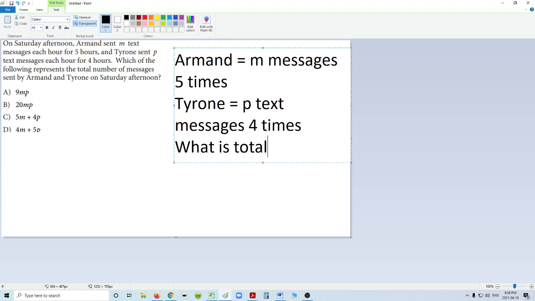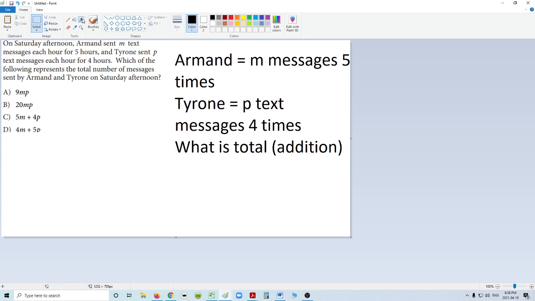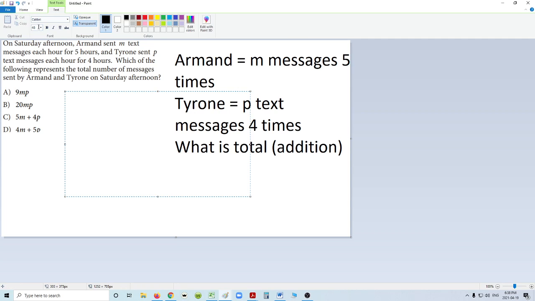So what is the total? Total is always addition. So that's the one thing you should note right away. So essentially, I need to find out, and I'm going to make my text a little bit smaller, the total of Armand texts plus Tyrone texts. Well, I know Armand is 5 times M, 5M messages, and Tyrone is 4P. So therefore the total is going to be 5M plus 4P. So right away I can see that my answer is there.